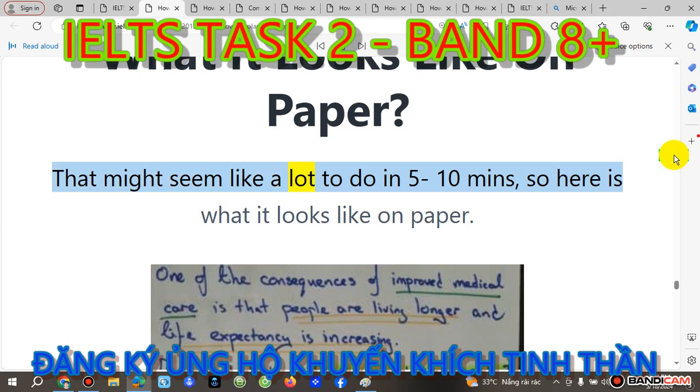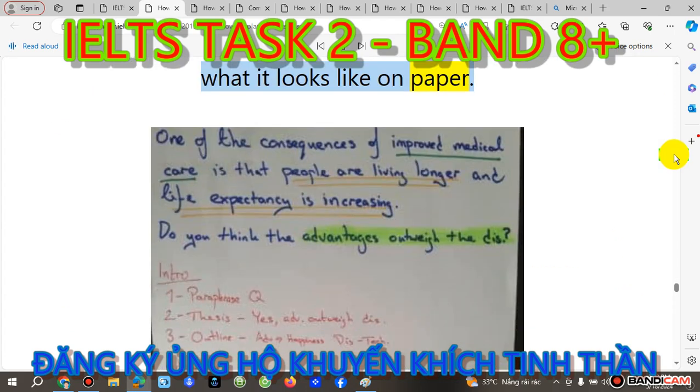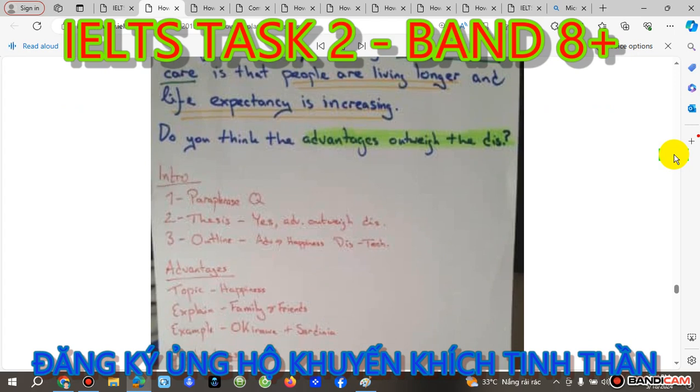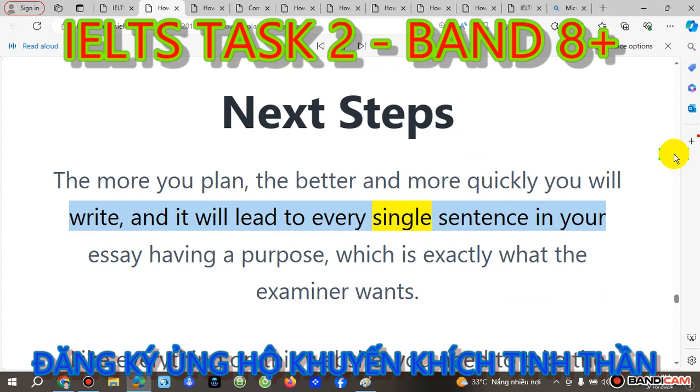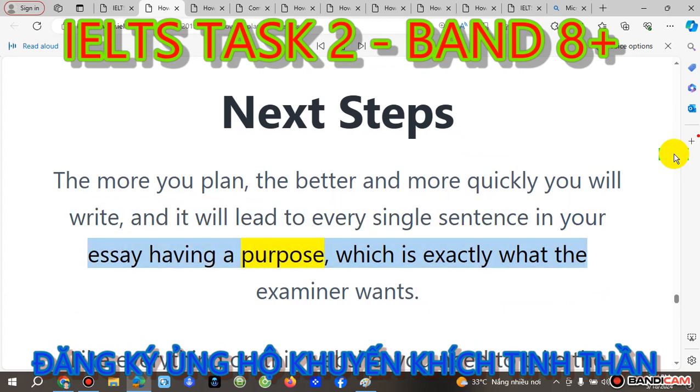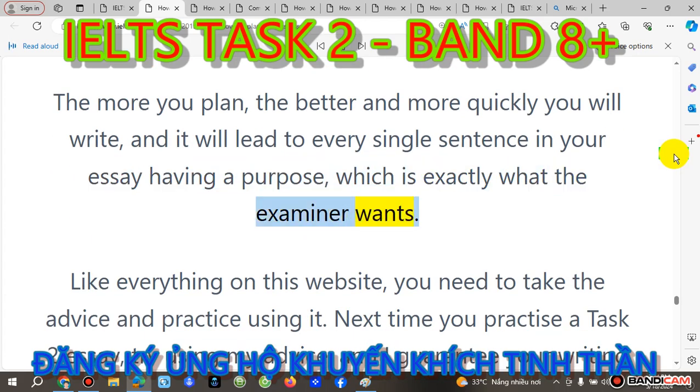What it looks like on paper. That might seem like a lot to do in 5-10 minutes, so here is what it looks like on paper. Next steps. The more you plan, the better and more quickly you will write, and it will lead to every single sentence in your essay having a purpose, which is exactly what the examiner wants.